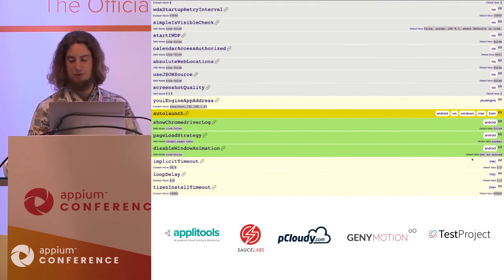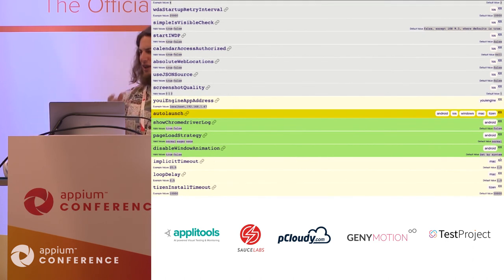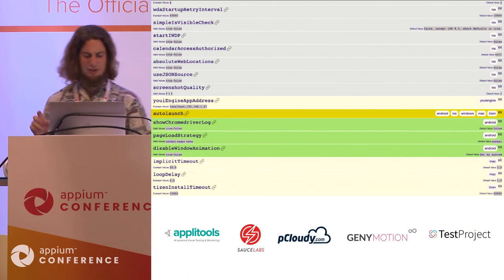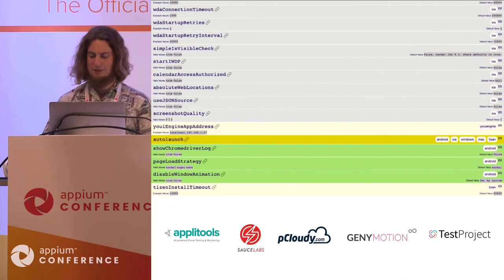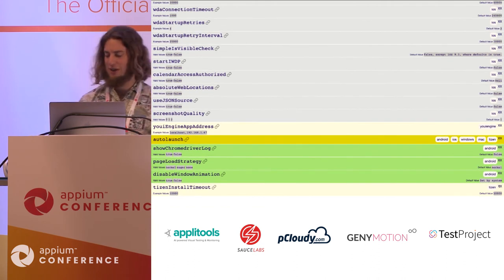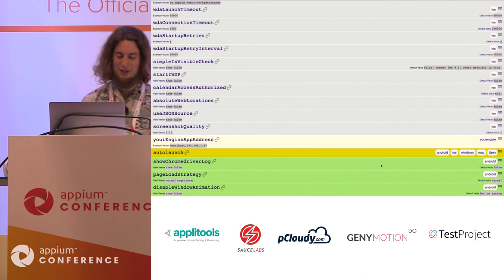Implicit timeout and loop delay, those are both for the Mac driver, controlling how many times the timeout will happen and how many times the button will click in a row. Tizen driver's got another one here, Tizen install timeout. We've seen so many install timeouts, I think we know that for now.